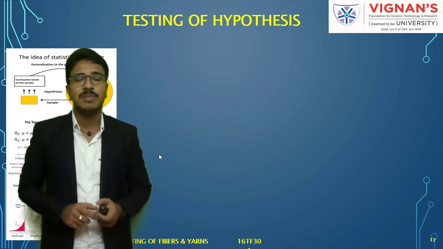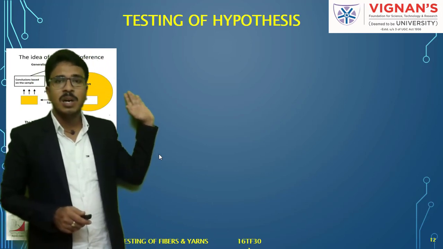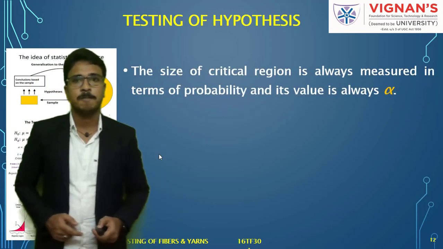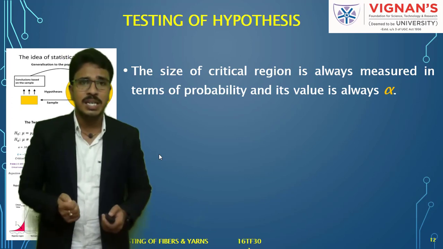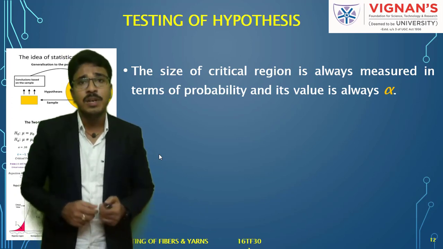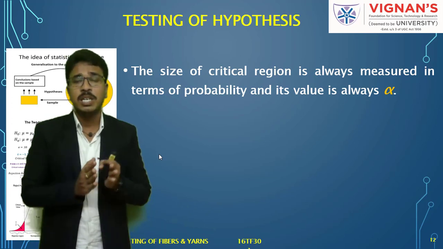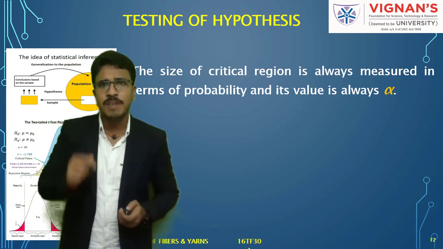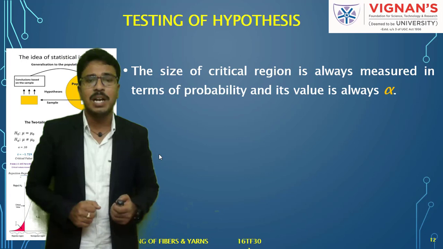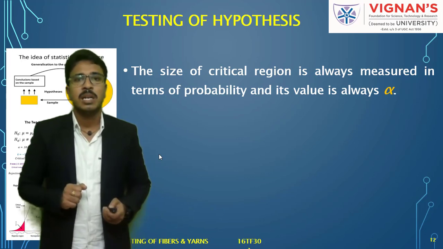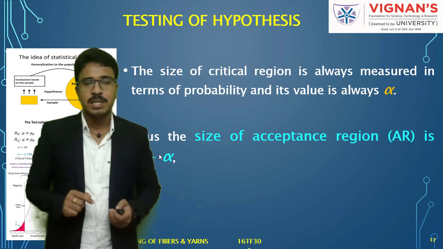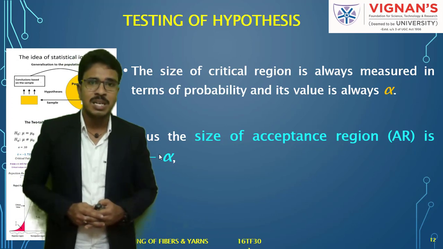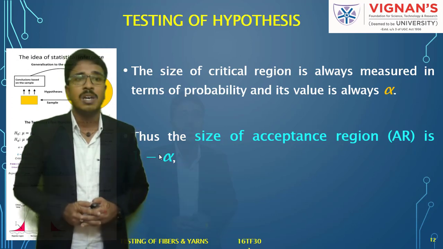So to draw that inference, we are identifying the critical regions of the statistic from the normal distribution curves. Now, as I told you already, the size of the critical region is always measured in terms of probability, and its value is always alpha. If you look at the size of the acceptance region, it is 1 minus alpha.